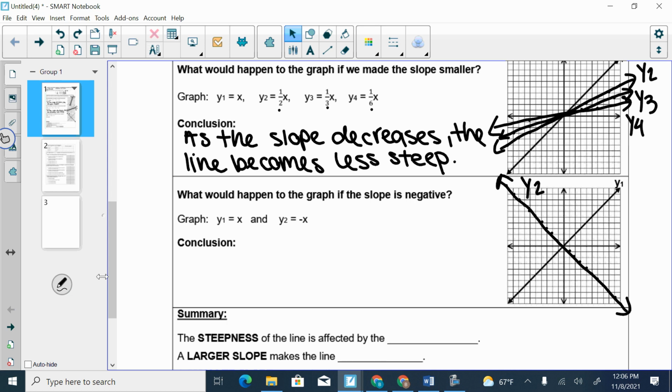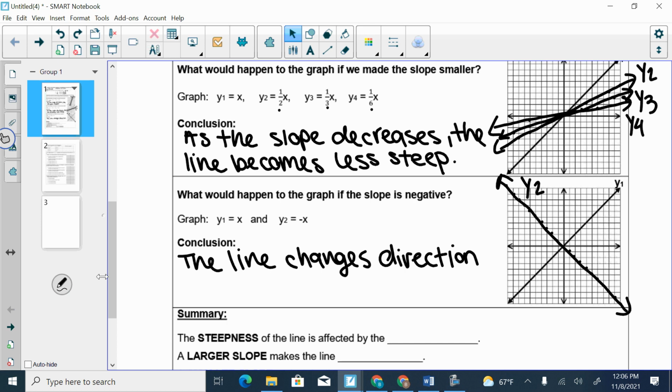Okay, so there's our y2. Did the line get any steeper or less steep? No, right? It just flipped the direction. Everything stayed the same, it just changed the direction. So the line changes direction, but the steepness stays the same.